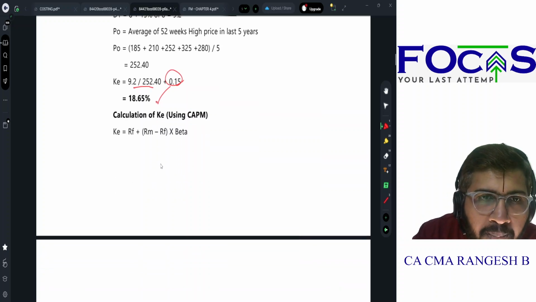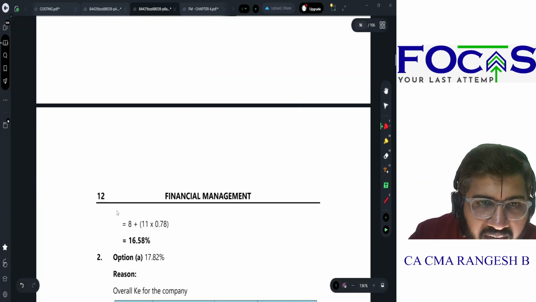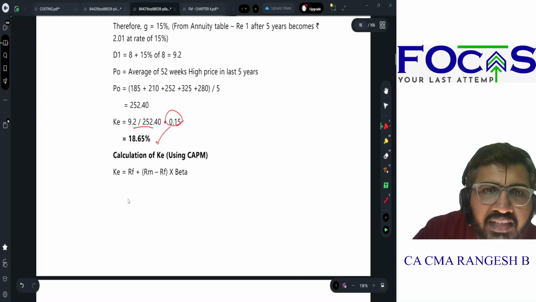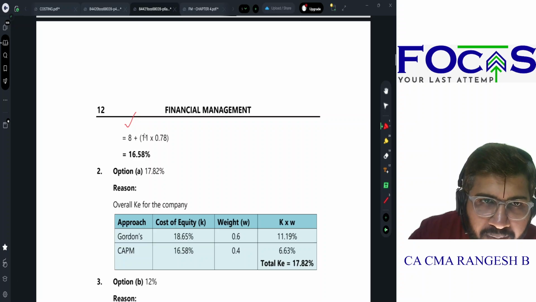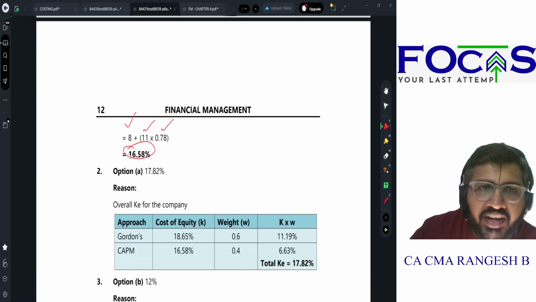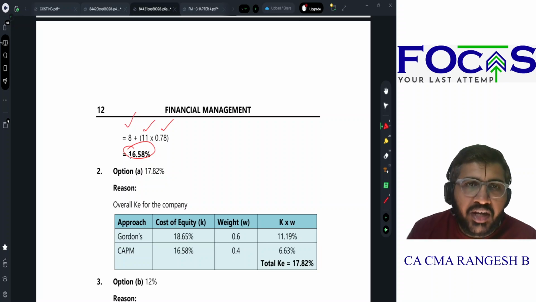If I use CAPM model, risk-free rate is 8. Market risk premium, which is basically RM minus RF, they have given directly, 11%. Beta is 0.78. So 16.58 is my cost of equity.